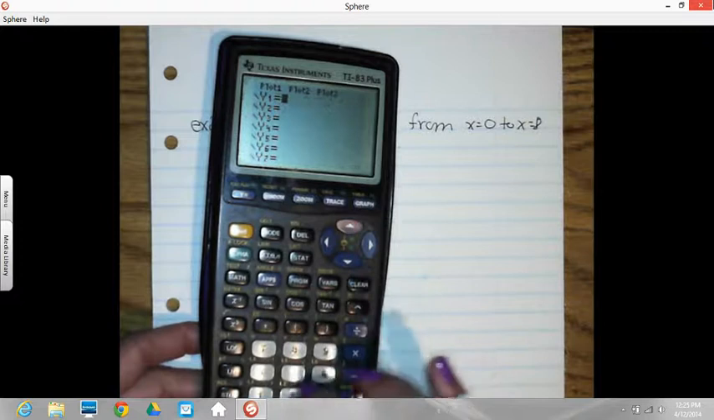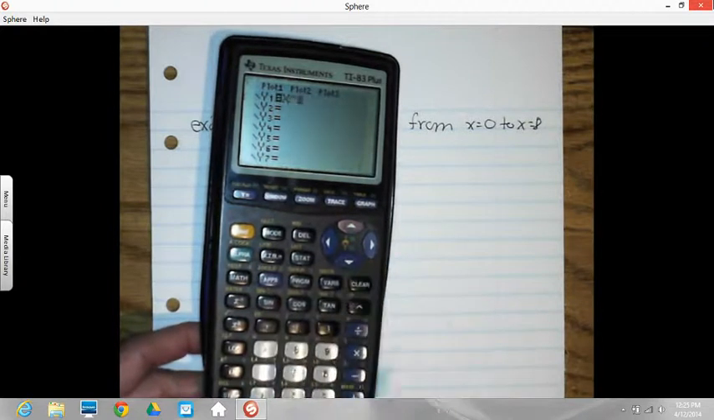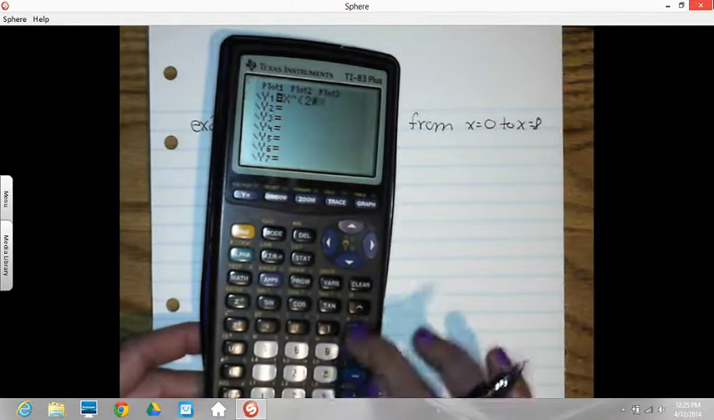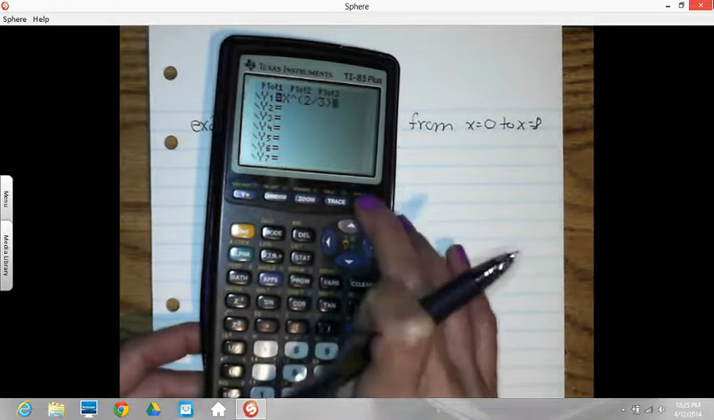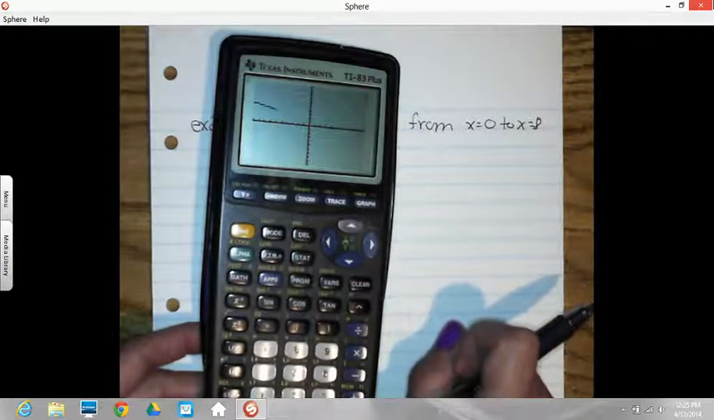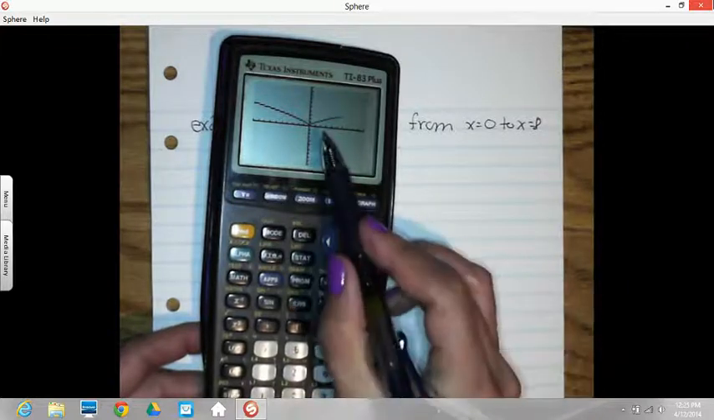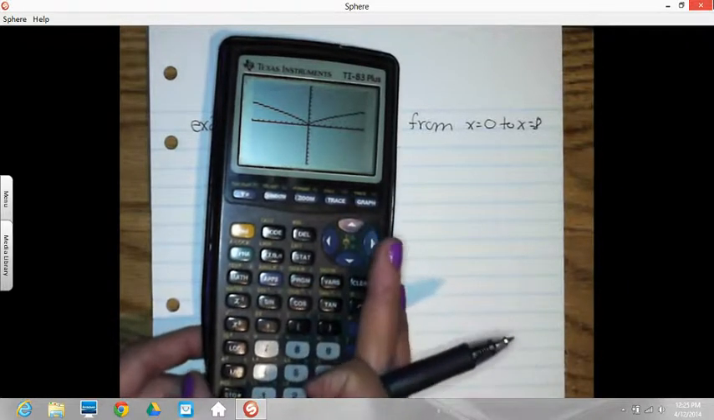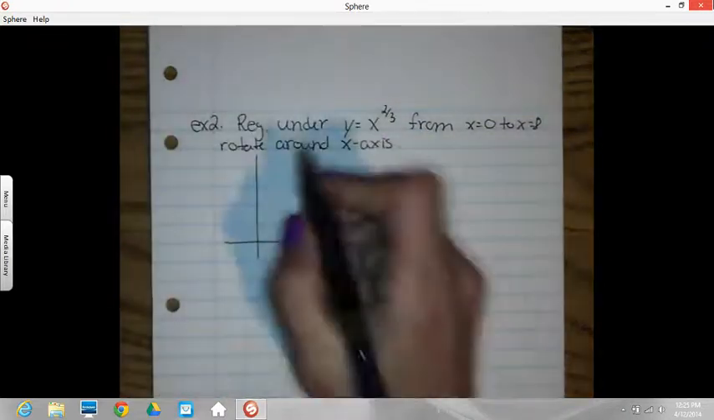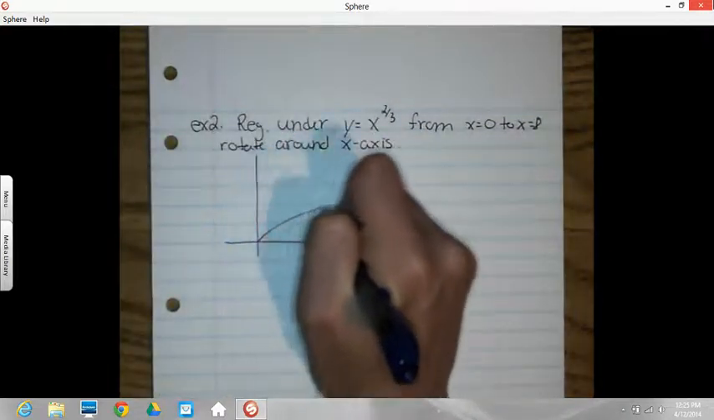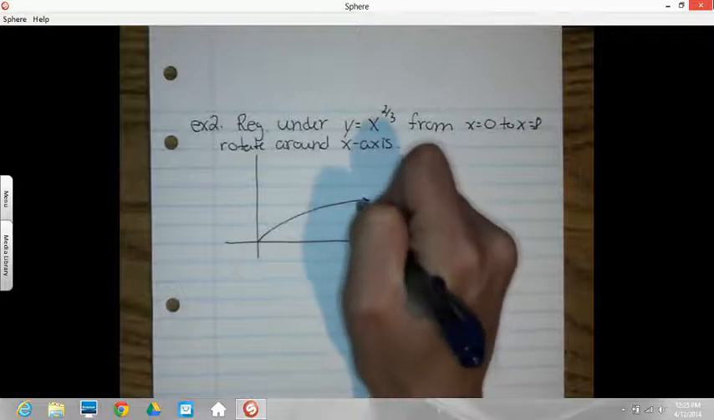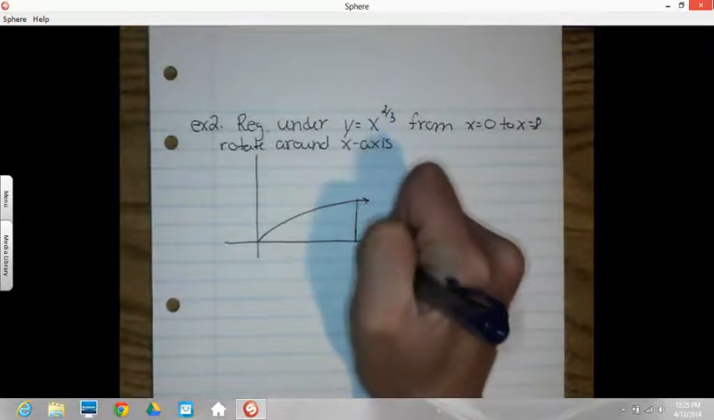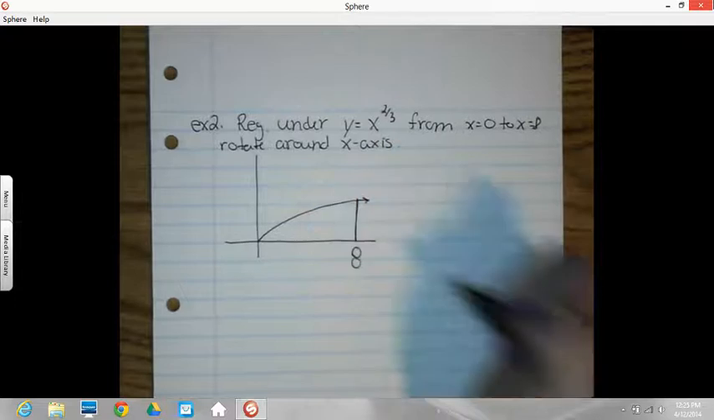x to the 2/3. Just the part from 0 to 8, so almost like a sideways parabola for that chunk of it. So we're chopping it off at 8, so I drop that perpendicular there. 8. Where's my 8?